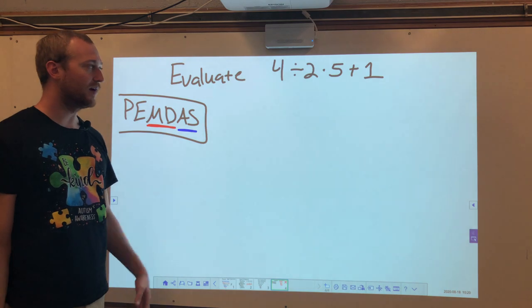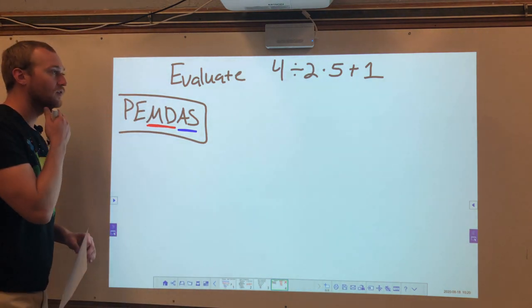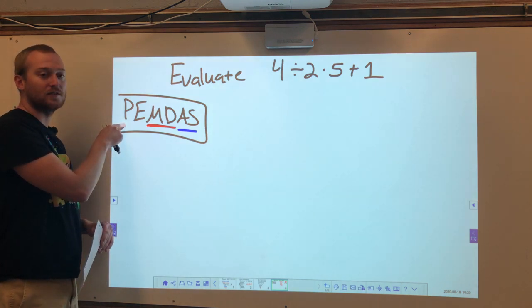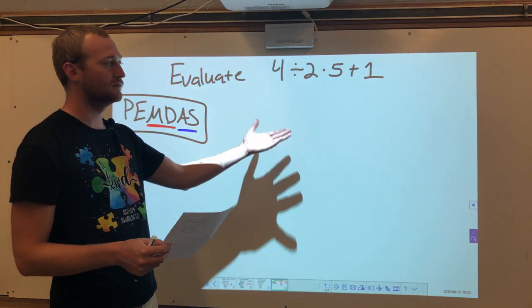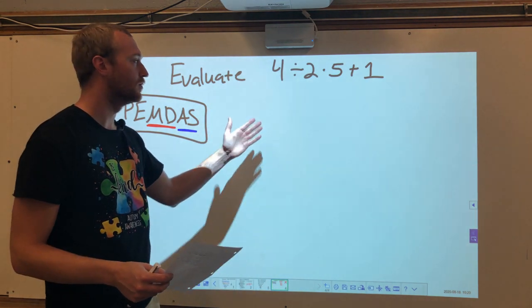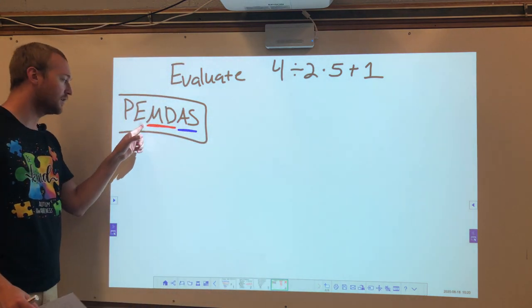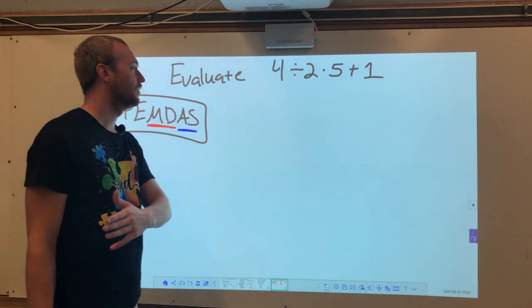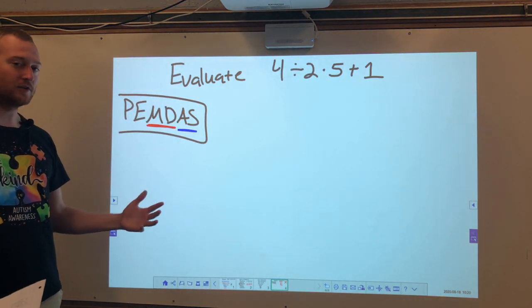4 divided by 2 times 5 plus 1. So remember, we start with P. Are there any parentheses? Are there any grouping symbols, brackets? No, there's none of that. Next, we go to our E, our exponents. Are there any exponents here? No. Next, multiplication and division.